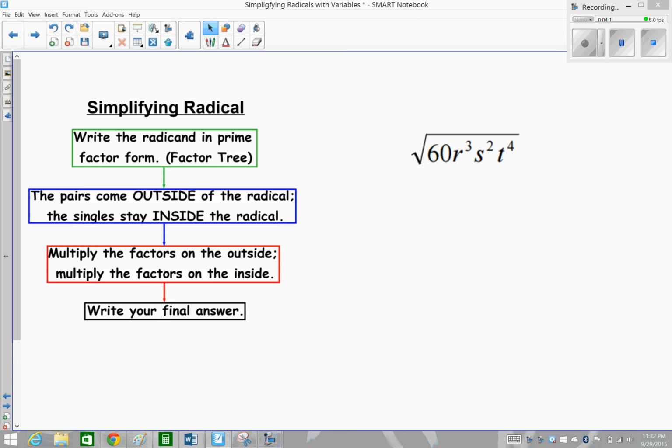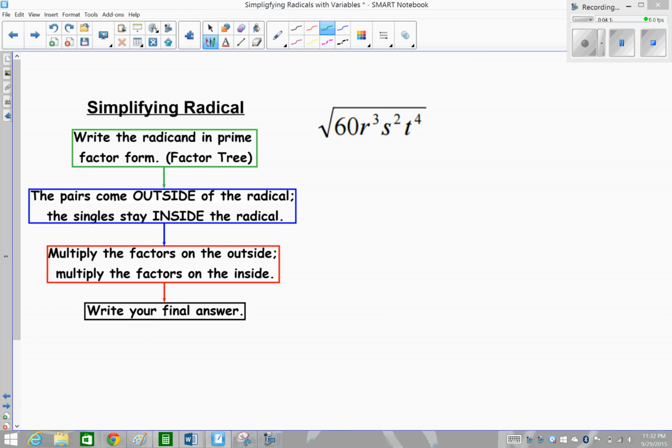All right, let's look at one more example. Here we have the square root of 60r cubed s squared t to the fourth. As our directions tell us, we're going to write the radicand in its prime factored form. So let's look at the number 60 and break it down. I could break 60 down into 6 times 10. 6 breaks down into 2 times 3. And 10 breaks down into 2 times 5. So I have two 2's, a 3, and a 5.